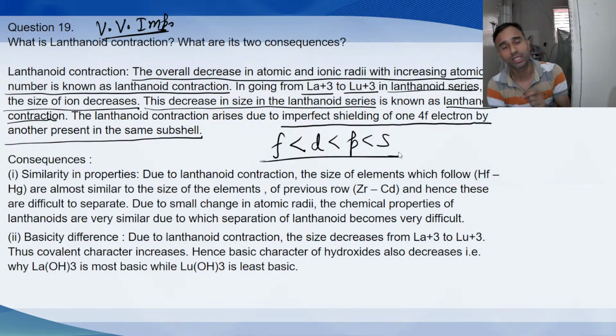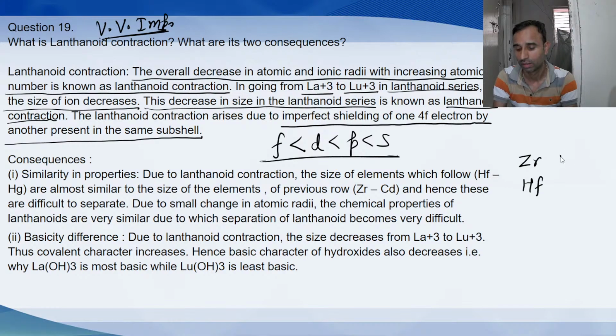So what is the consequence of this? See, first is like zirconium and hafnium, niobium and tantalum. Niobium is Nb.